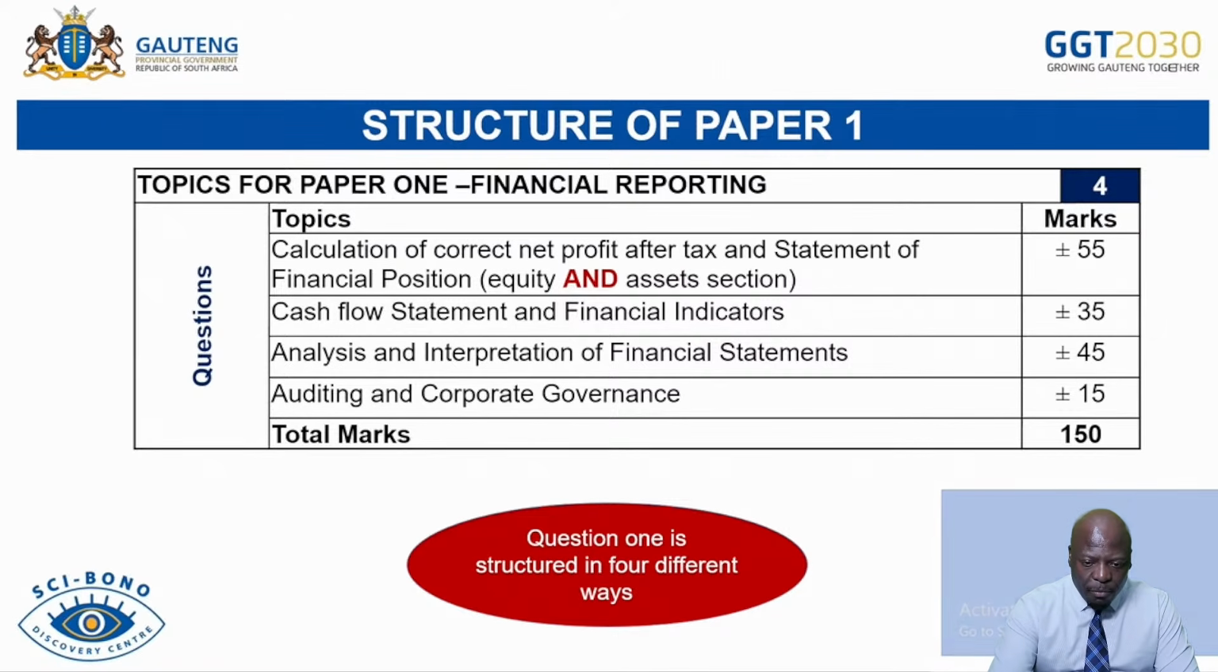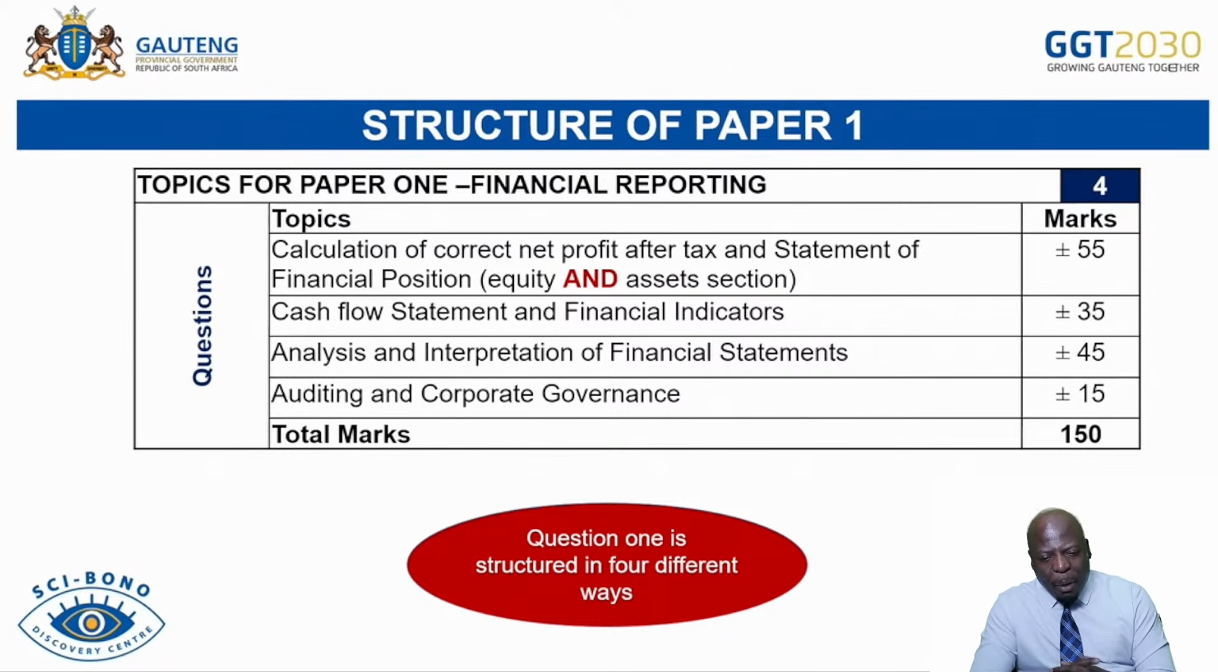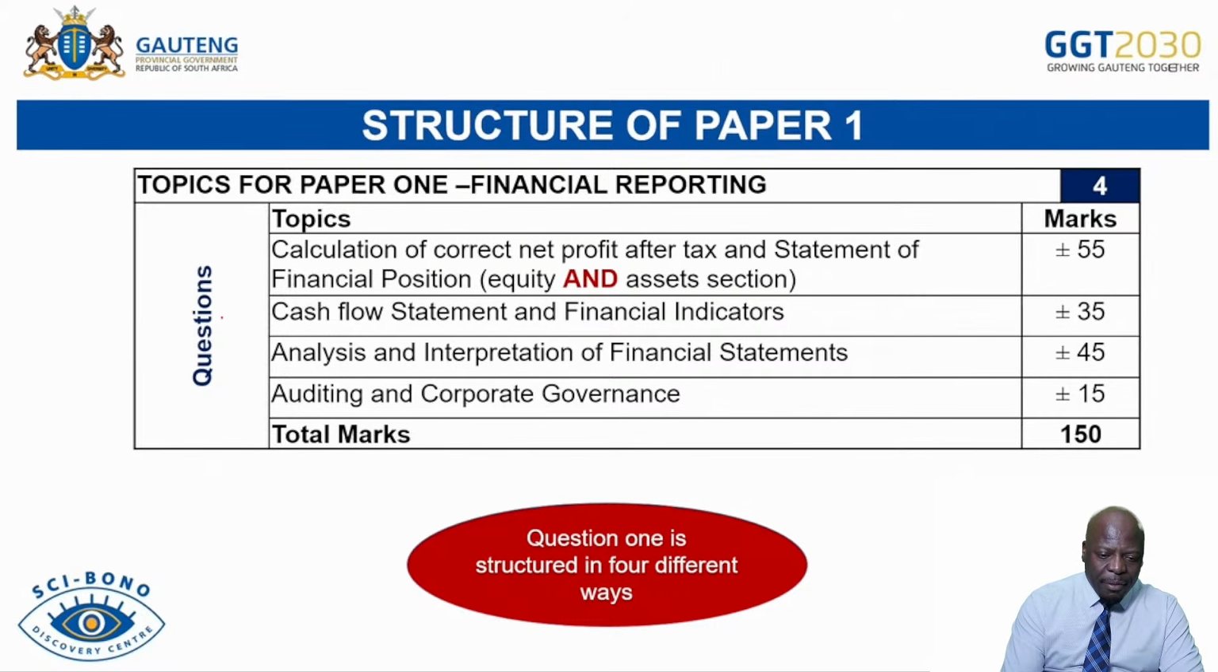When we look at the structure of Paper 1, it is very key and crucial to know that there are about 4 different structures that I'll speak to. The first one is where you have your calculation of correct net profit after tax and the statement of financial position.